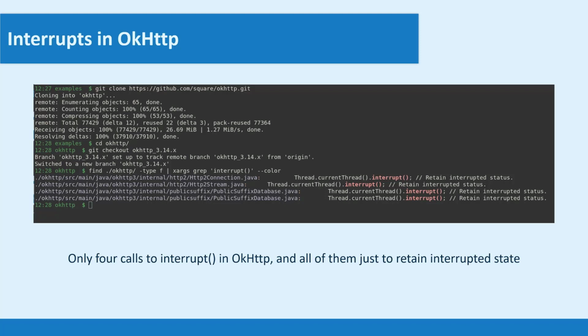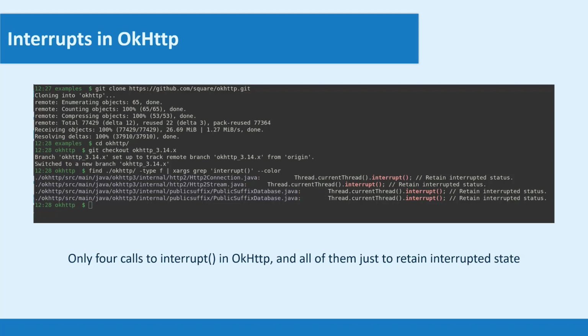And note that all of these calls aren't actually new thread interrupts. They are used to just retain interrupted status on already interrupted threads. And you don't really need to understand what it means to retain interrupted status.